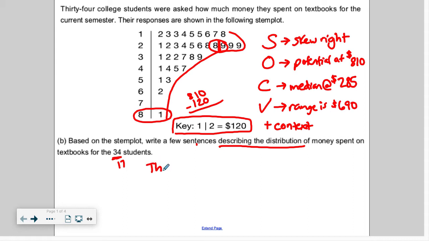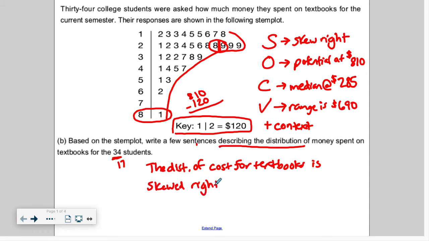So the distribution of cost for textbooks is skewed right with a potential outlier at $810. So what have I covered so far?